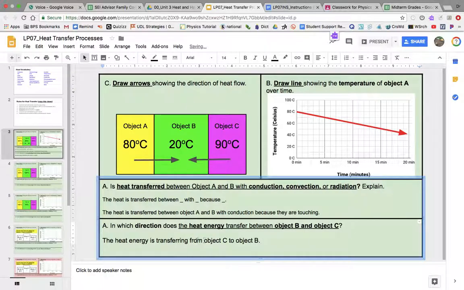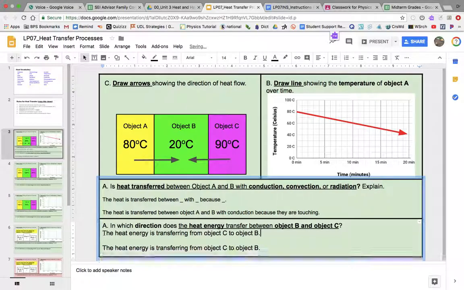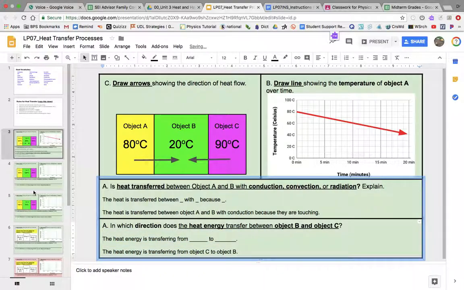That's it. And so this is the form of the sentence I want to use here. Let me make that better. The heat energy is transferring from blank to blank. That's the form I'm going to use. I'm going to fill that in with these words here. Okay. All right.